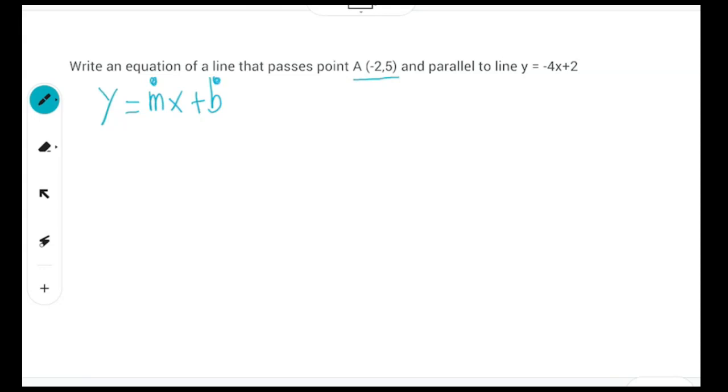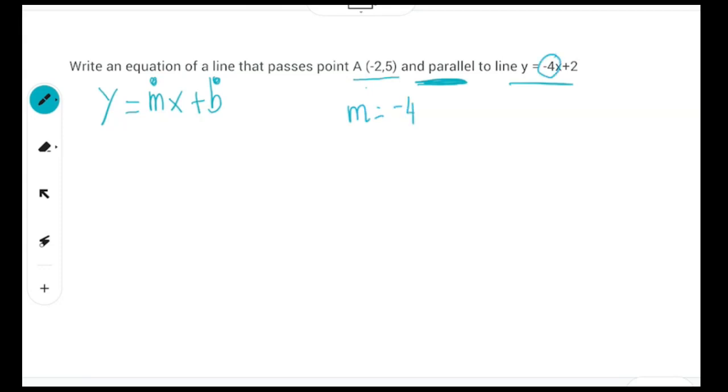Remember, to find the m, we need two coordinates, but we were given only one. That means it's not going to work. What can we use? Based on what we learned today, if this line is parallel to the line y equals -4x plus 2, that means both lines have the same slope. Parallel lines have the same slope. So that means the slope for line A will be m equals -4.